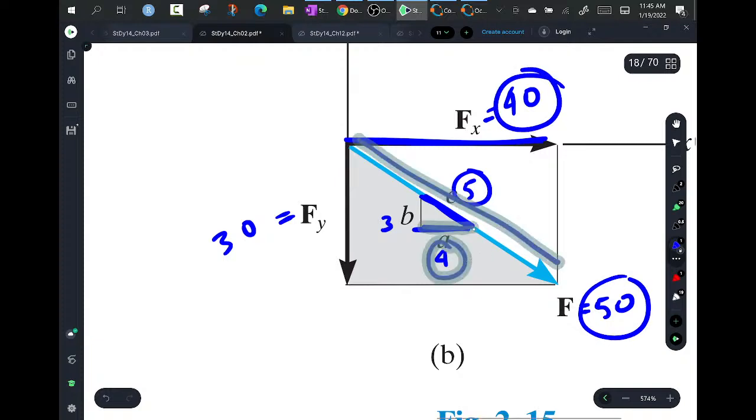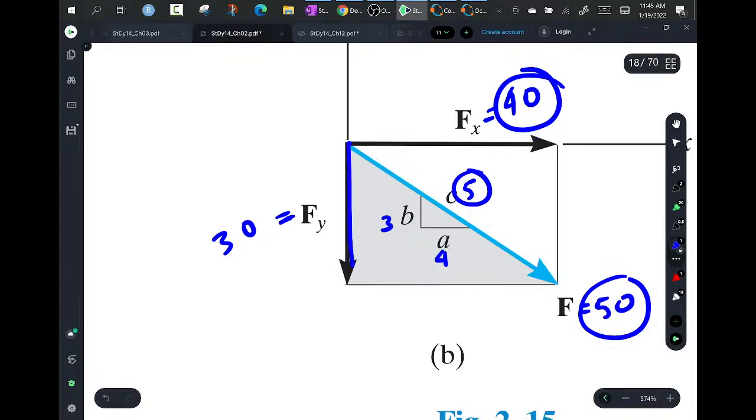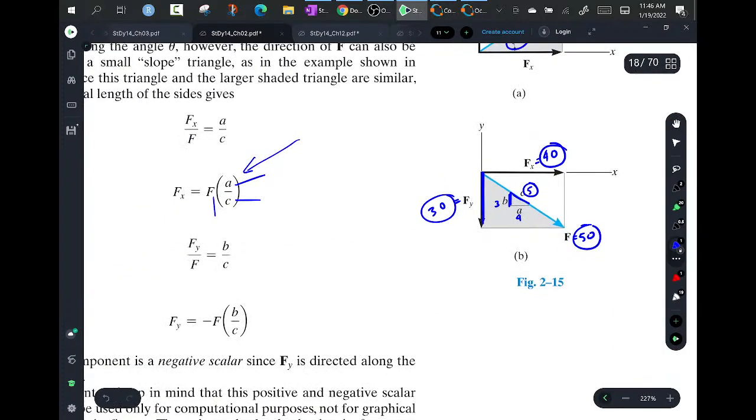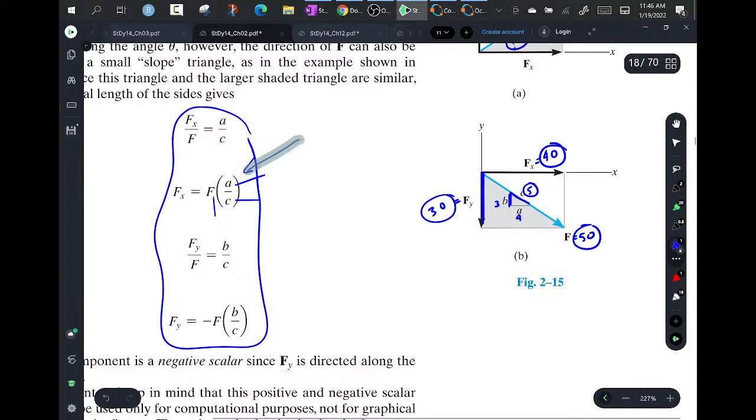Now let's go to the other one. If I want 30, I take this ratio to that: 3/5 of 50 gives you 30. And this is what he's talking about throughout this. So take a look at that. It's fairly simple and straightforward. Geometrically, it makes sense.